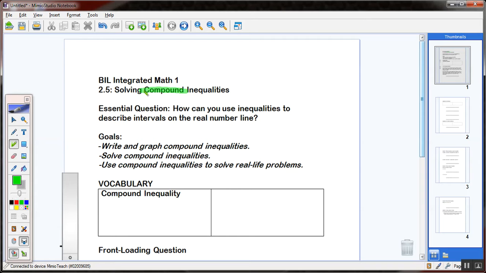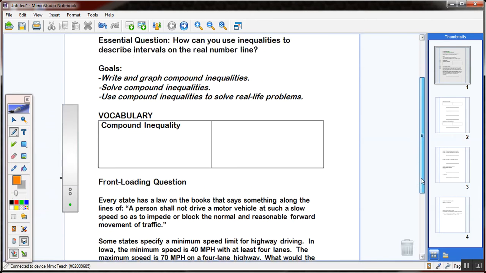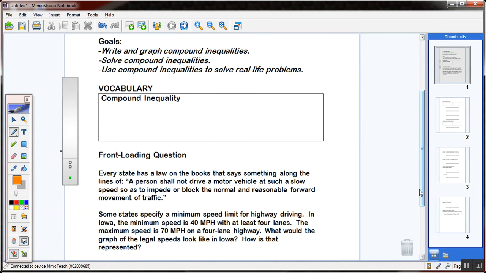All right. So in order to do that, we'd be able to write and graph compound inequalities. We're going to look at solving compound inequalities, and then we're going to use compound inequalities to solve real life problems. Okay. So the first thing we need to understand is what is a compound inequality. A compound inequality is going to first of all use the word and, or, they might use or. Okay? And a compound inequality is going to be something that shows certain kinds of intervals.